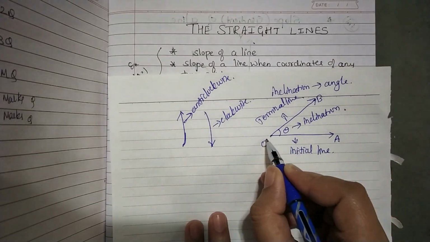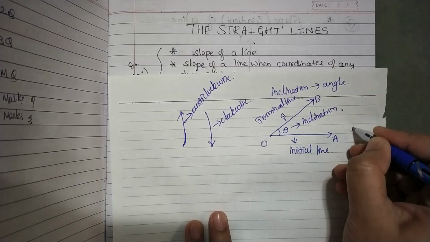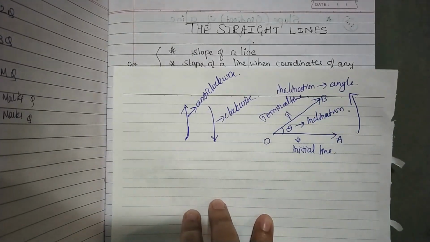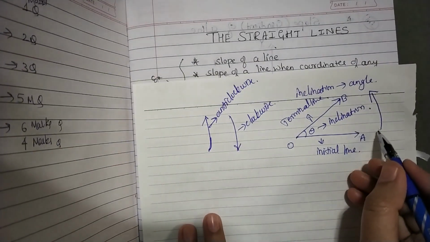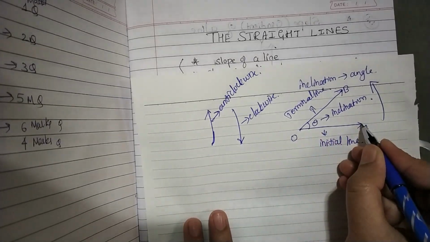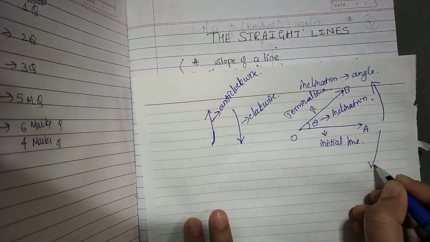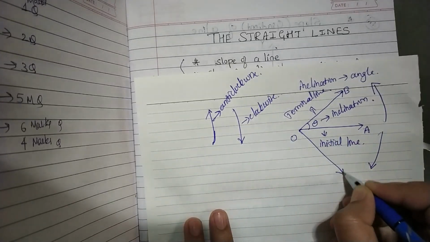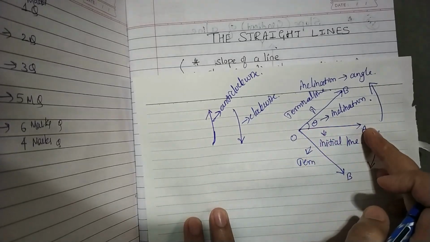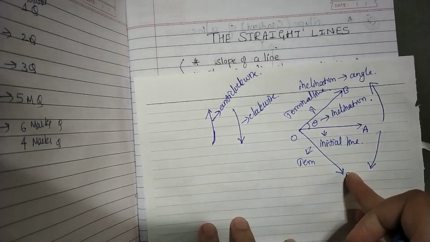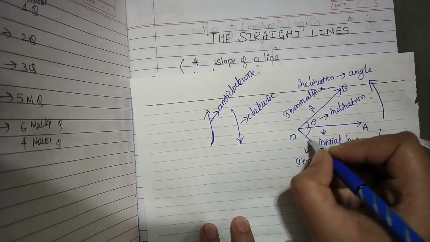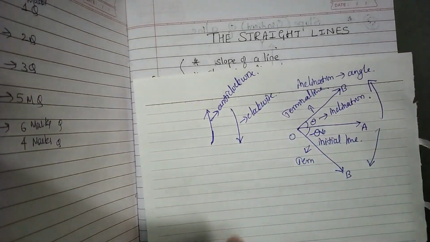So here the OA line is rotated in anti-clockwise direction. Okay, it is rotated in anti-clockwise direction. Suppose if this line is rotated in clockwise direction, say OB, this is a terminal line. Then angle theta is formed, but it is negative.